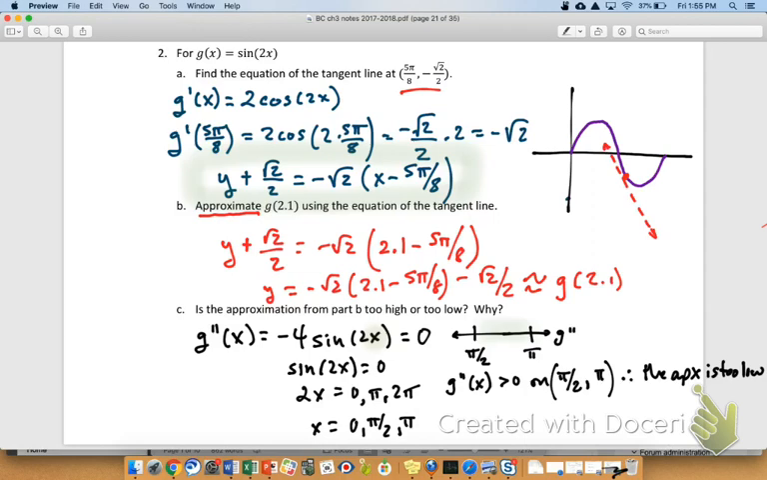So Santi, your question: how'd you choose your A? So I set g double prime equal to 0.